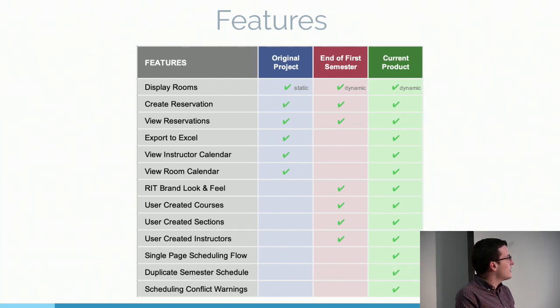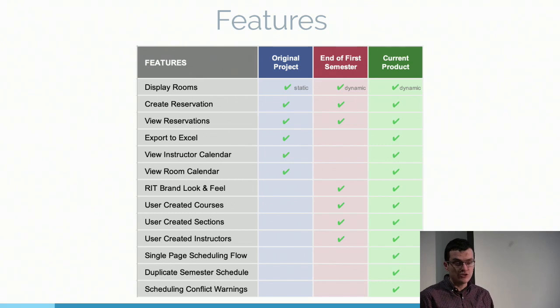So these are the feature lists, and as you can see, we have the original product, the end of the first semester, and the current product. The original product is what we inherited, the end of the first semester is at the end of the first semester, and the current one is what's going to be shown during the demo.